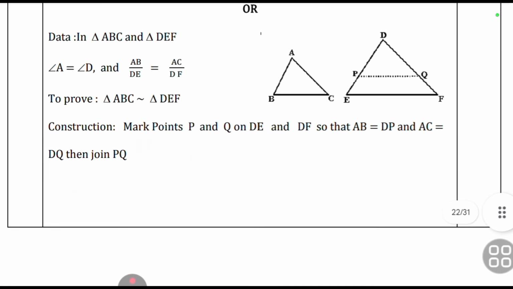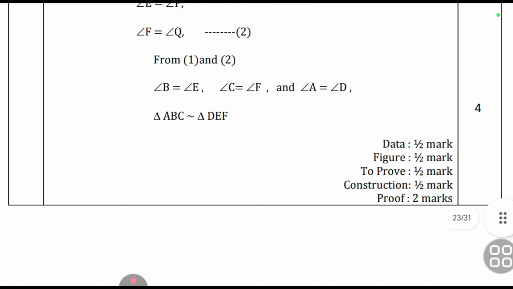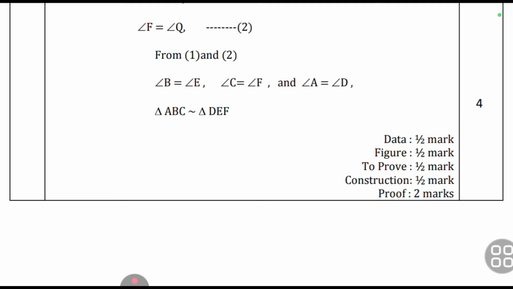Given, in triangles ABC and DEF. And so you should solve in this manner only. Here is the marks distribution: given 1.5 marks, figure 1.5 marks, to prove 1.5 marks, and construction 1.5 marks, and to prove it they have given 2 marks.